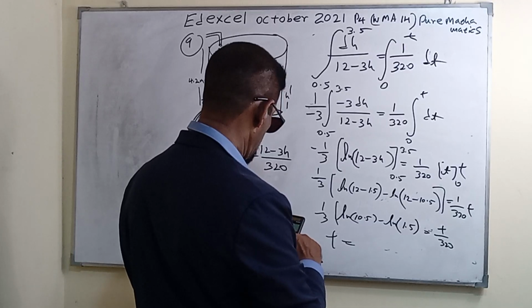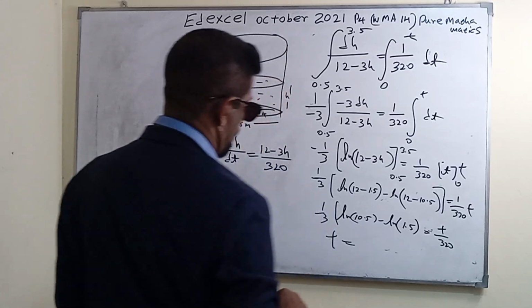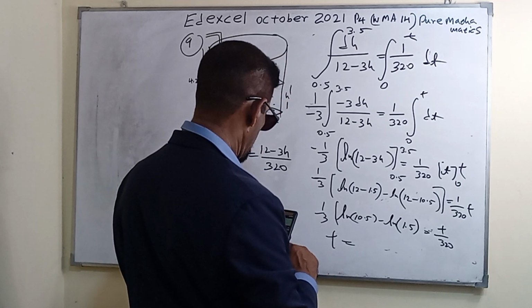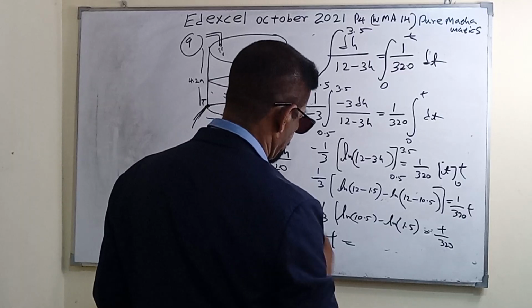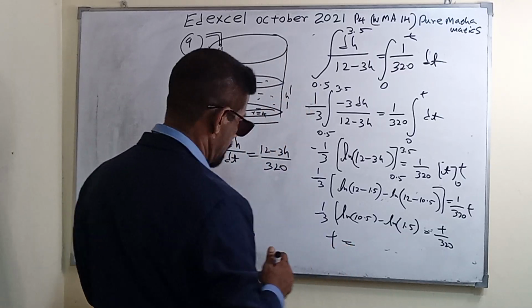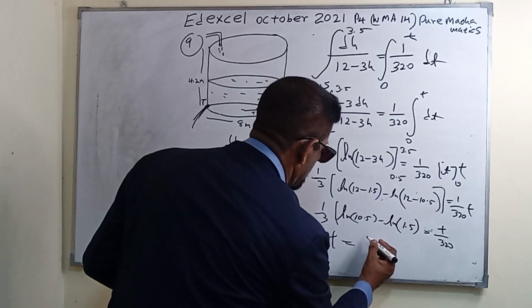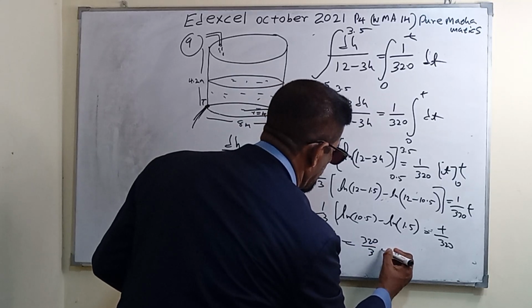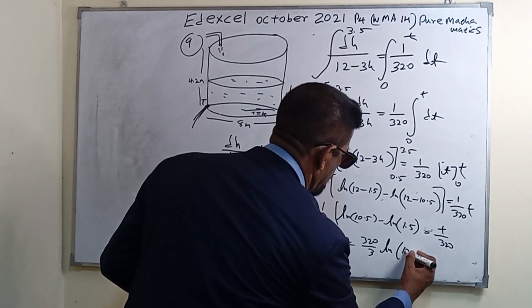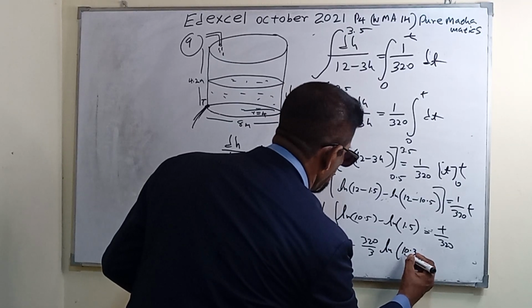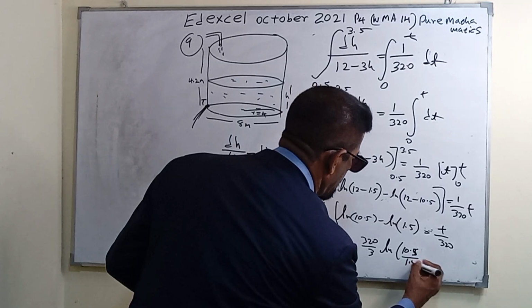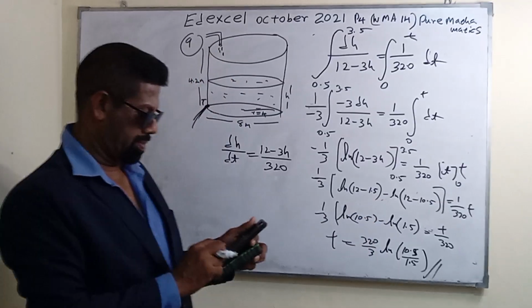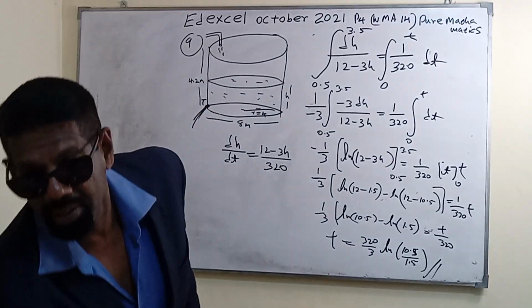Just enter that value. Let's use the calculator and find 320 over 3 ln of 10.5 over 1.5. That's the answer. Use the calculator and find this.